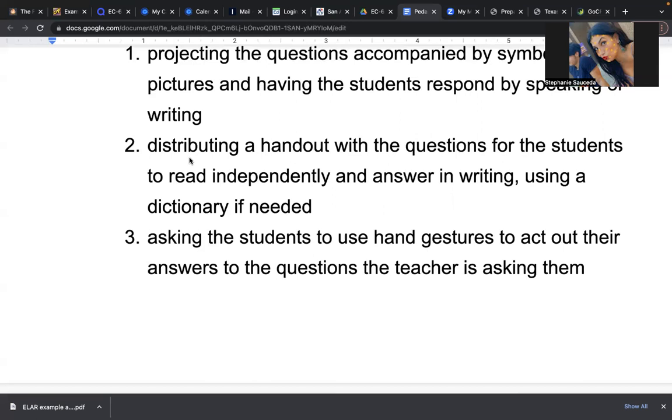What else? The students use gestures to act out their answers. The teacher is asking them.